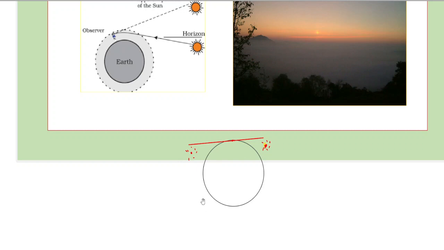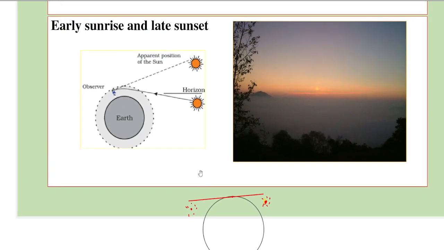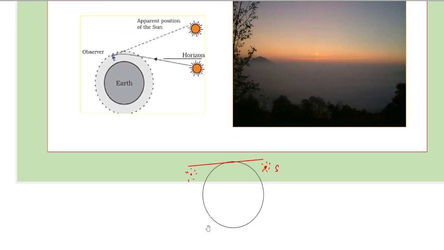Now in this case, early sunrise means that even though the sun, we'll call this the S position, is below the horizon, what happens is, because of refraction, even though the sun hasn't risen, it appears as if the sun is somewhere here. So this is called early sunrise, which means the sun hasn't risen but appears to have risen, as seen in this case.